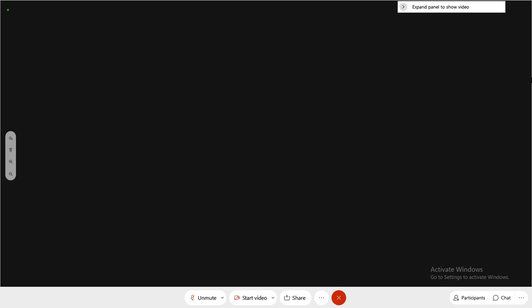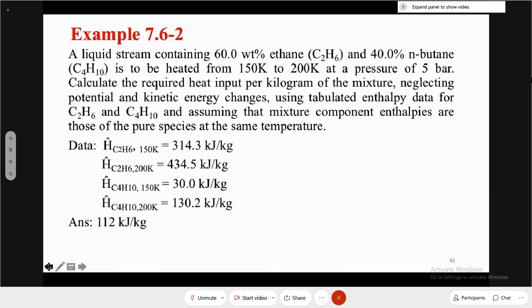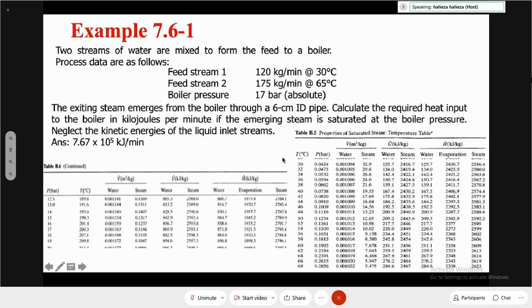This is example 763, not 2. I mean, I'm going to look at 762, not 3. Let me go to the next slide. Yeah, this is 761, sorry, 761, not 2.